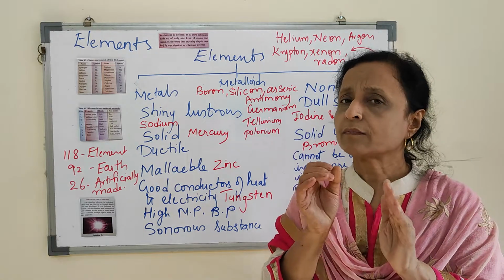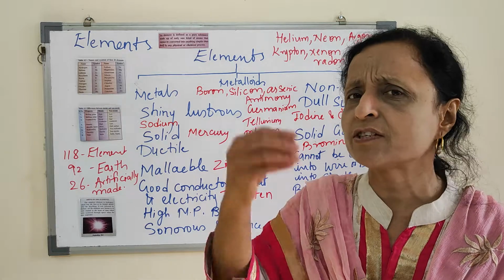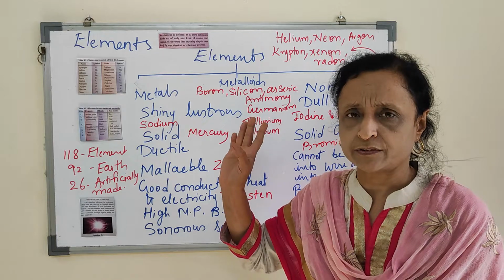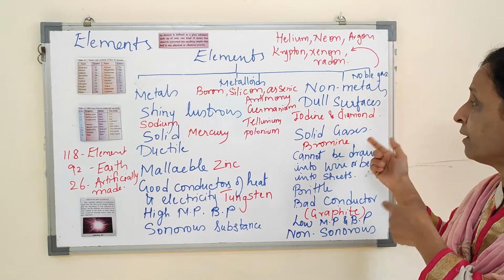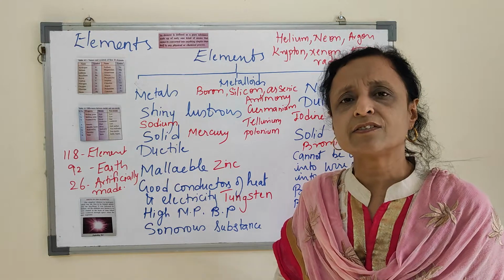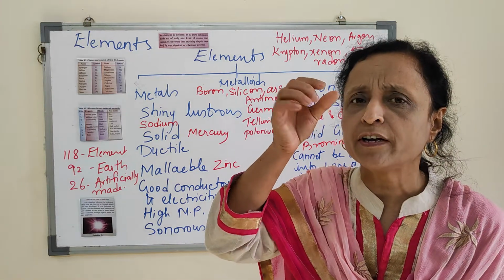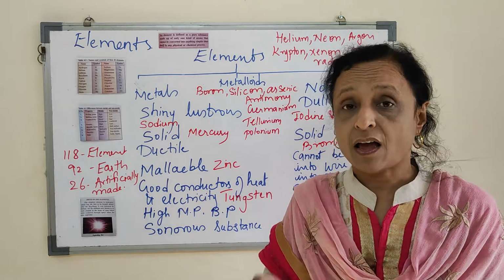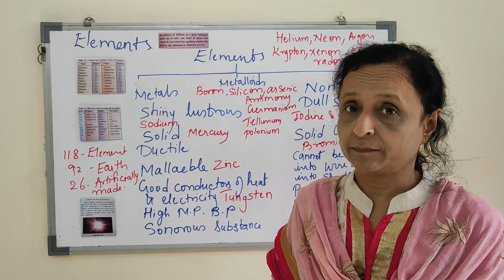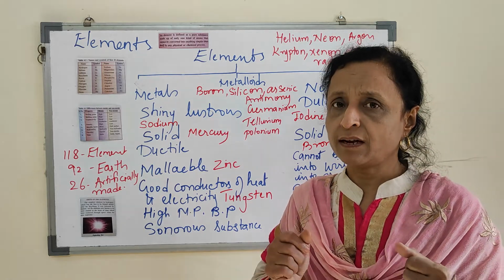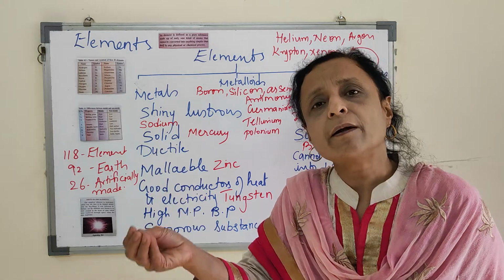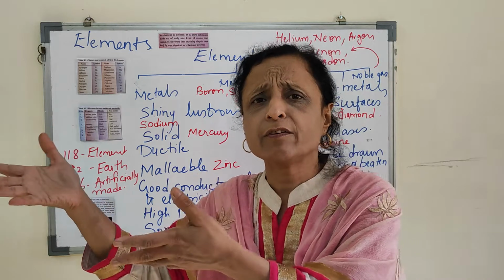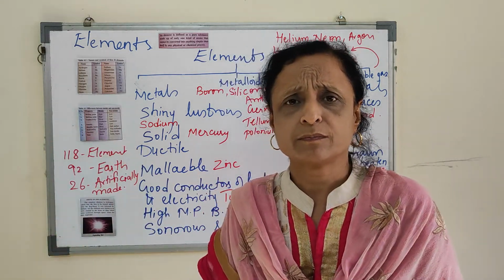But again, there will be some examples of metals which are not shiny and lustrous. Sodium. Sodium is not shiny and lustrous. Then again, in non-metals, some will be very shiny and lustrous. If you see the crystals of iodine, it will be purple or blue in color, shiny and lustrous. And carbon is a non-metal, but it has the capacity to form diamond. Where you find coal, there you find diamond also.